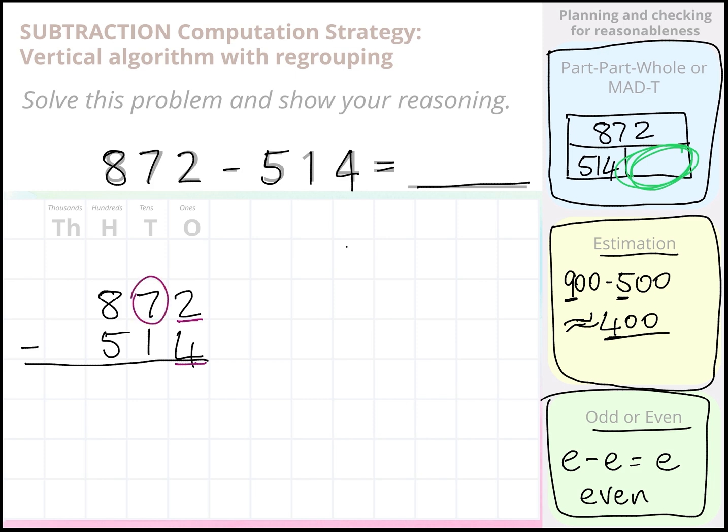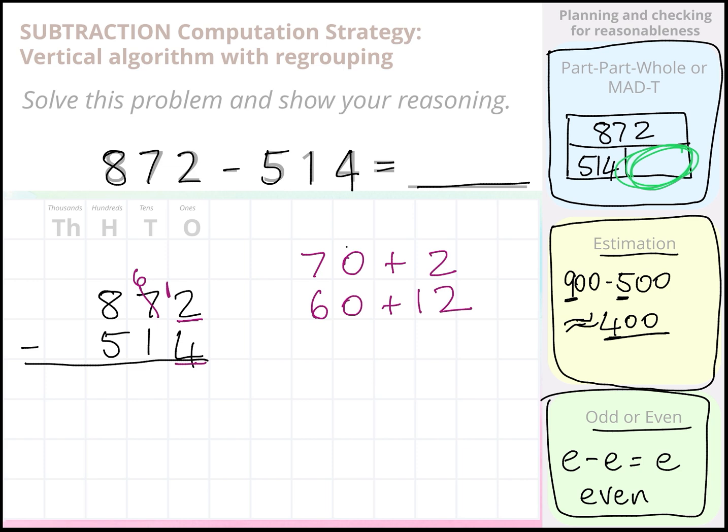So this 72 is actually 70 plus 2. What I'm going to do now is I'm going to take one of the 10s from the 70 and I'm going to give it to the 2. So that's actually going to be 12 plus 60. So that's what I'm thinking there. Okay, so I take away, I put the 6 there and the 1 there. So that's actually 12 ones and 6 10s. Okay, it equals the same amount.